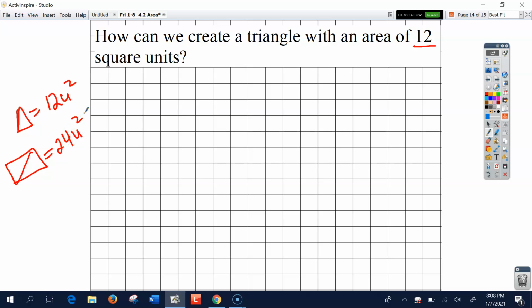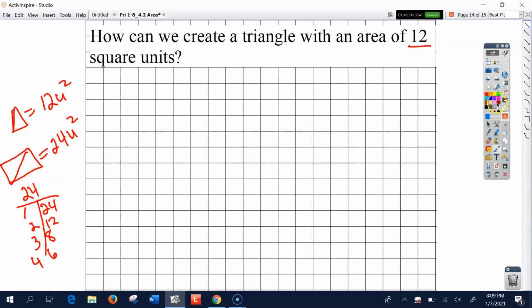Oh, how can I make a rectangle that's 24 units squared? Oh, that's right. It's kind of like what we did when we started looking at what are all the combinations of two numbers that I can multiply together to get 24. Well, I can make a rectangle that's 1 by 24, or 2 by 12, or 3 by 8, or 4 by 6, right? So let's just go ahead and draw one, let's do 3 by 8.